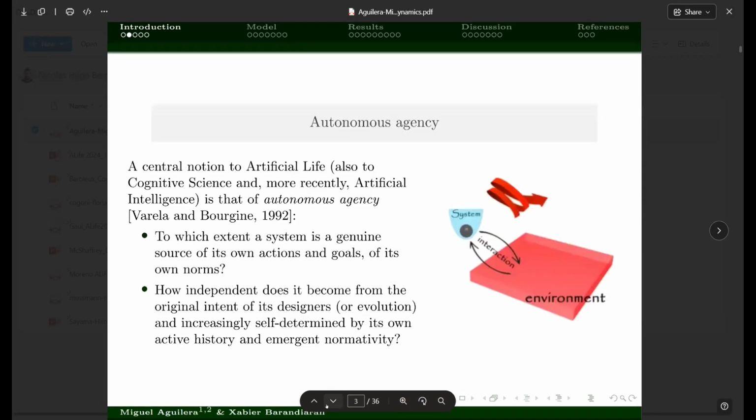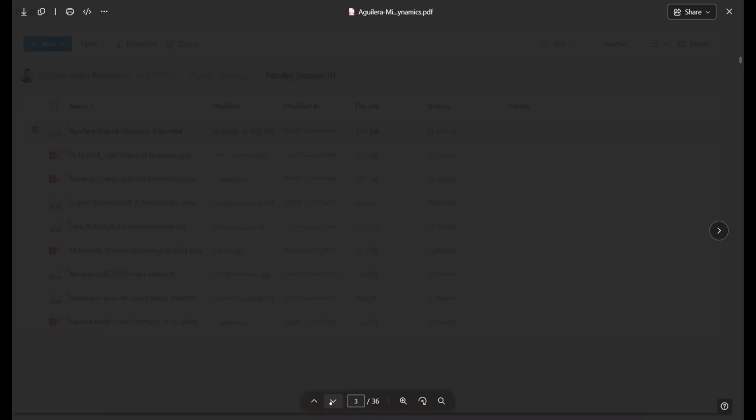All right, no problem. Okay, so, as many of you know, autonomy and agency are central notions in artificial life, but also in fields like cognitive science. And more recently, there has been a lot of interest in artificial intelligence, especially with models like LLMs and problems like alignment, trying to address the question of to which extent some system is a genuine source of its own actions and goals, and how independently it can behave with respect to the intent of the designer or the constraints given by evolution or other processes that originally created the system.